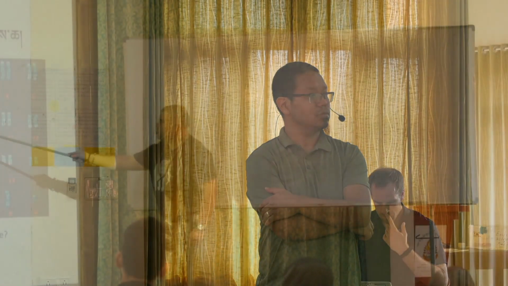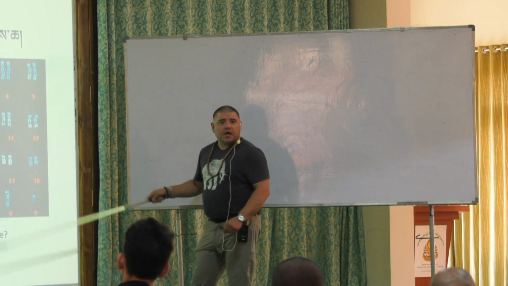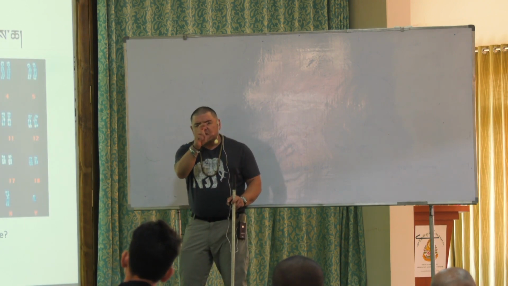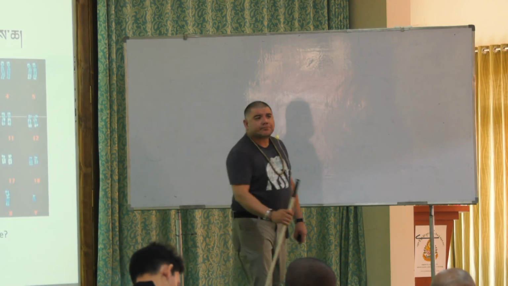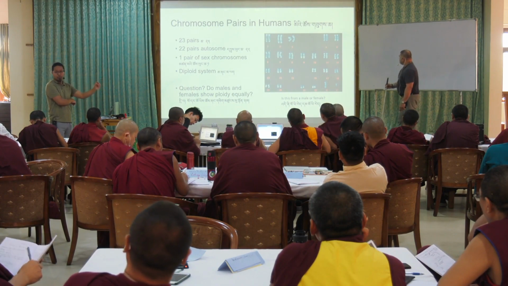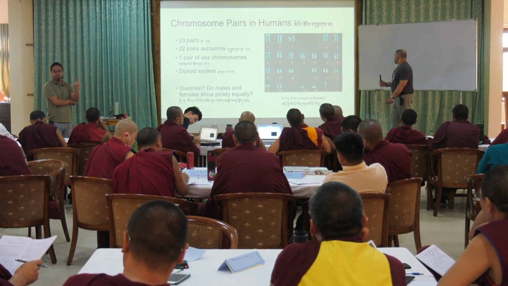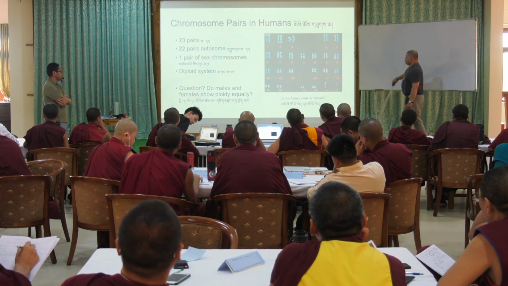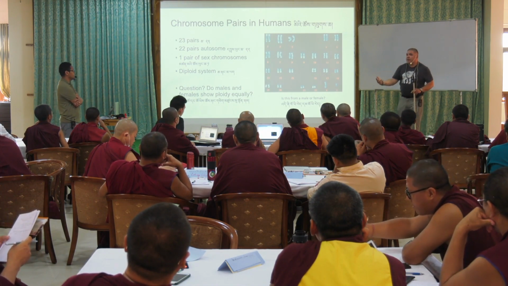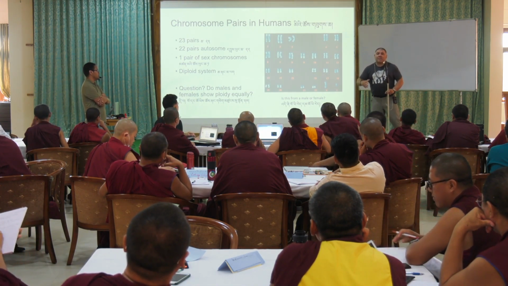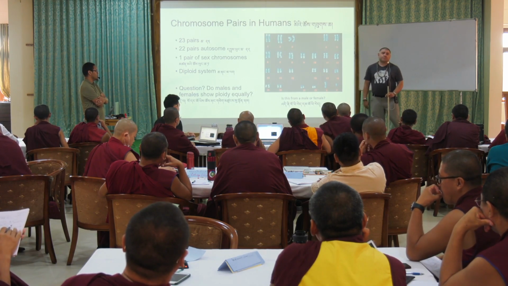And one thing to note is that all these pairs are homologous to each other. They all have the same size, and they're virtually identical. There are subtle differences between those pairs, but they are virtually identical to each other. Okay, and you could also do a karyotype for any other organism. Look at their pairings. They may have more than 23 pairs. For example, certain plants have multiple 5, 6, 7 pairs.